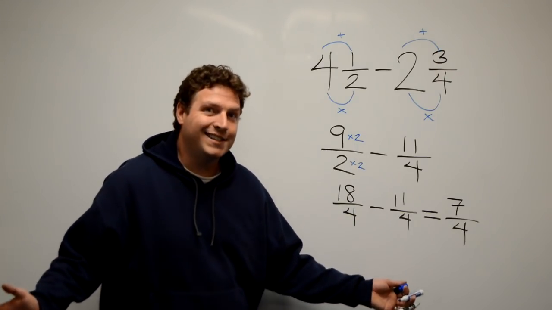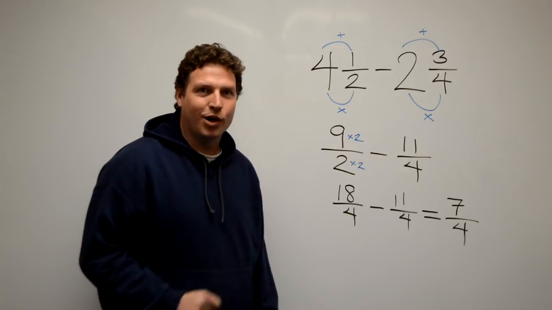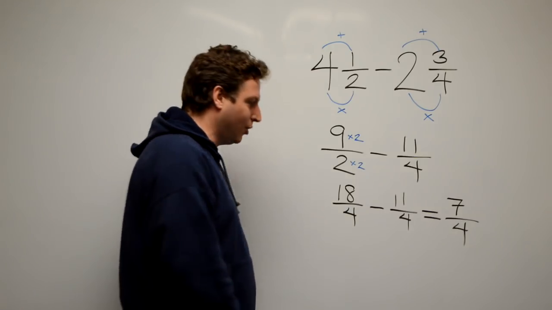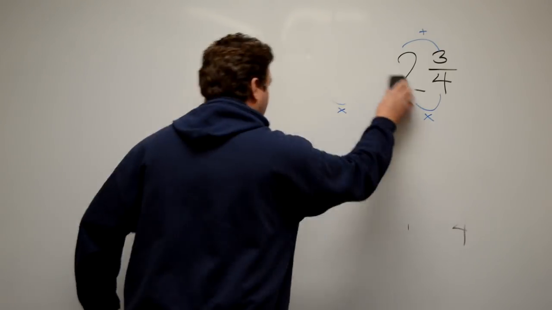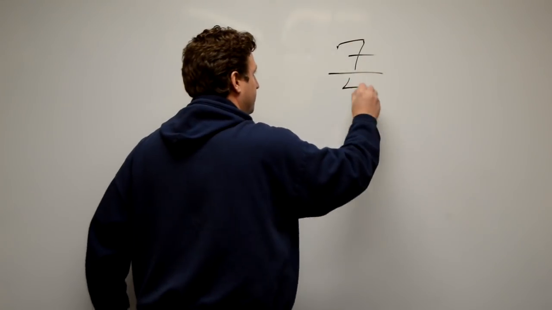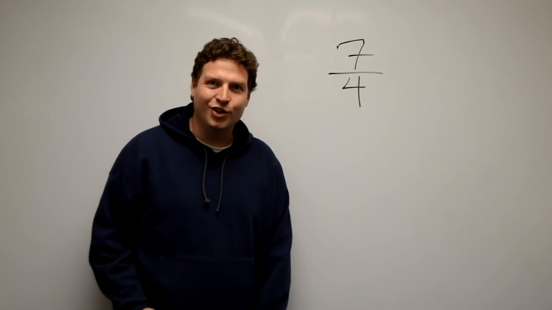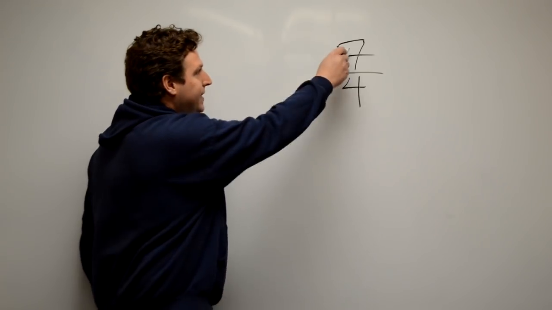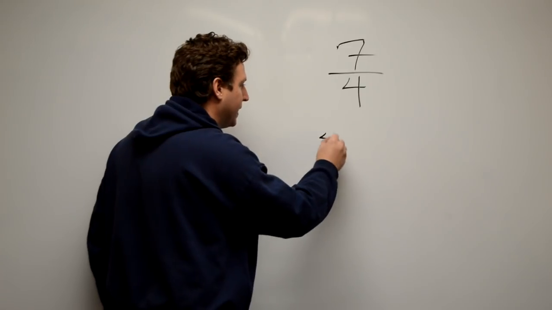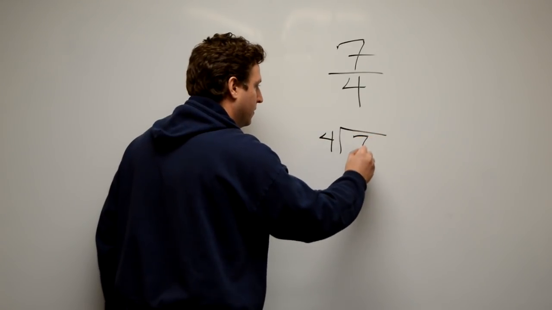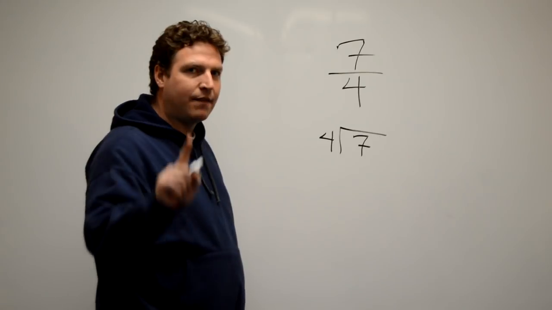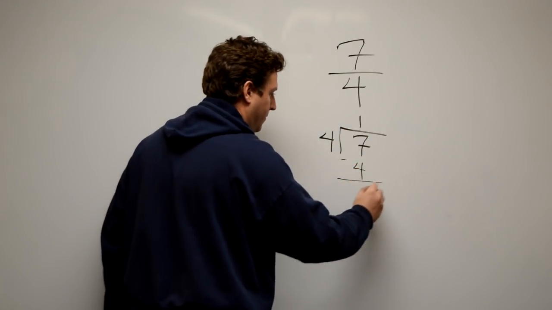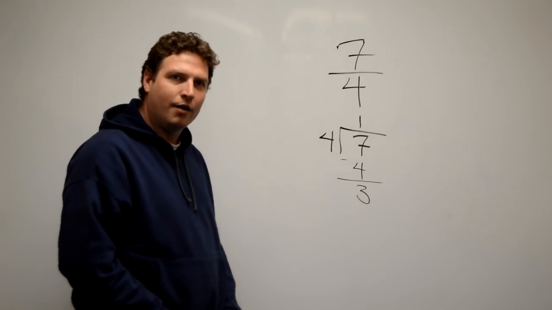Do you remember the last step? Great! We're going to turn this improper fraction into a mixed number. Let's go ahead and do it. Okay, we want to turn 7 over 4 into a mixed number. We want to see how many times 4 goes into 7. 4 goes into 7 one time, with a remainder of 3.